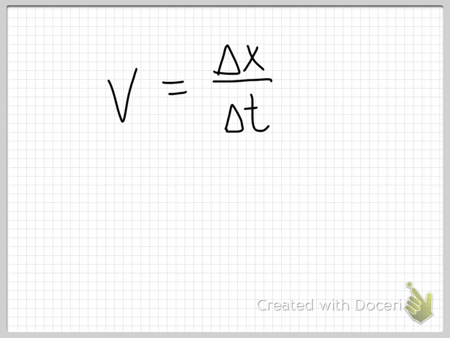Okay, this is a really basic expression that you may have used in physical science. V equals delta x over delta t. V is velocity in this case, and we would usually specify that this is average velocity. We'll talk more about average and instantaneous later.